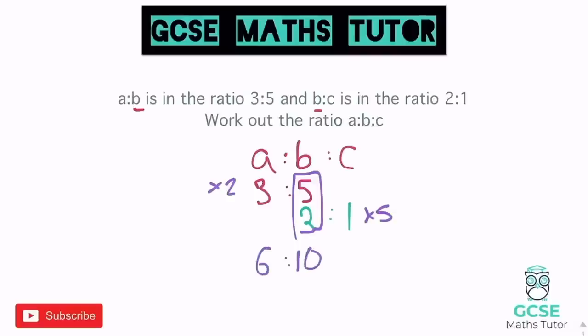Looking at the one below, timesing that by 5, 2 times 5 makes 10, which we've already got in the middle, and 1 times 5 is 5, and there's my ratio A to B to C, 6 to 10 to 5. Just have a look to see if you can simplify in any of these questions, but it doesn't actually ask us to simplify it there.